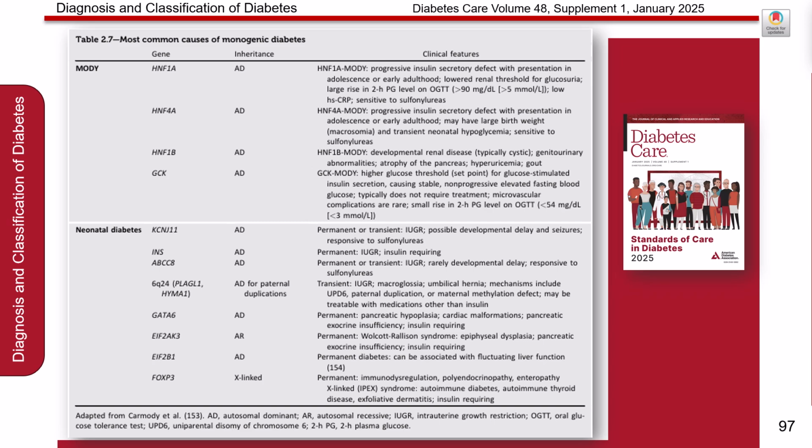Clinical features: permanent condition. Growth restriction in the womb. Requires insulin treatment. Gene: ABCC8. Inheritance: passed down from one parent.